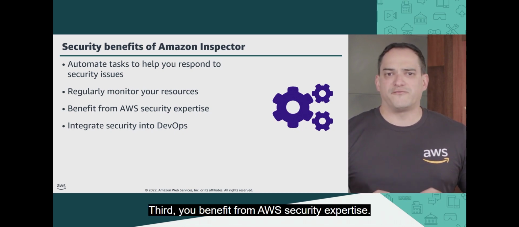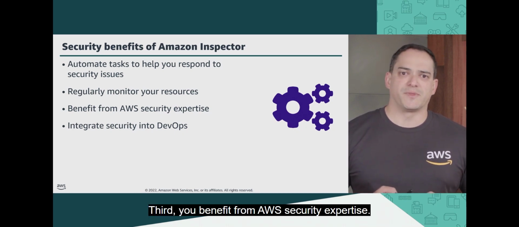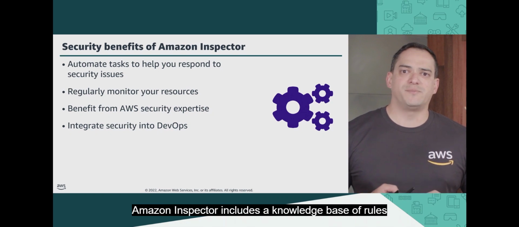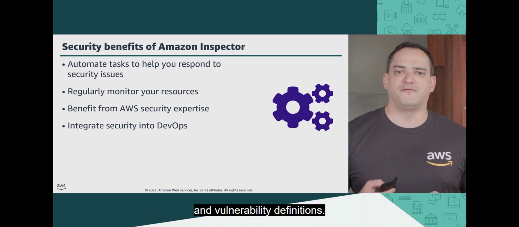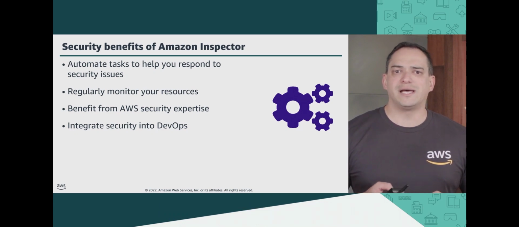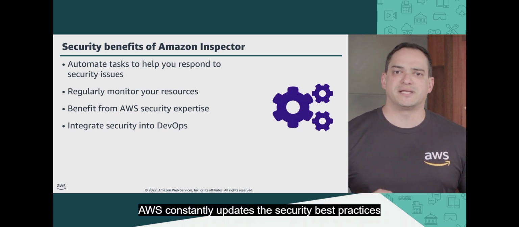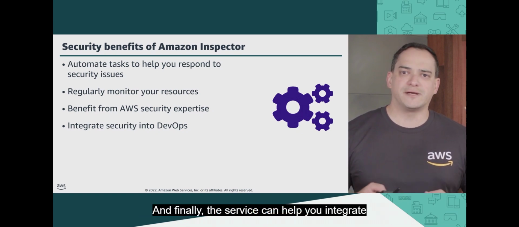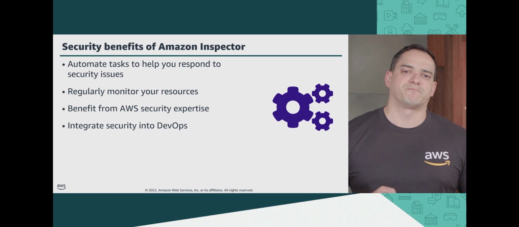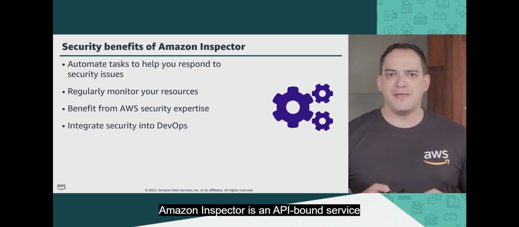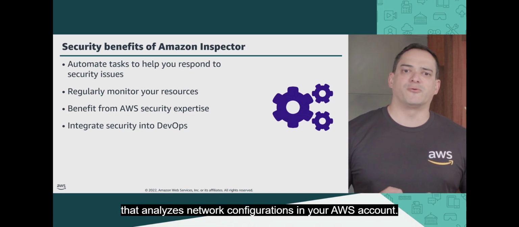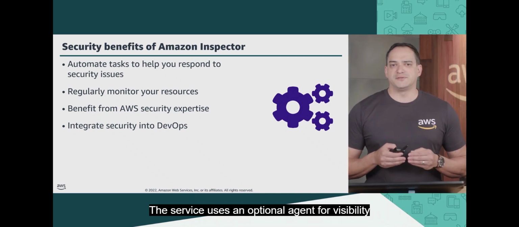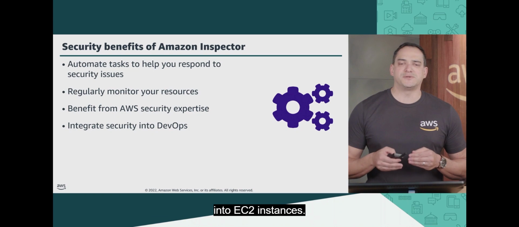Third, you benefit from AWS security expertise. Amazon Inspector includes a knowledge base of rules mapped to common security best practices and vulnerability definitions. AWS constantly updates the security best practices and rules. And finally, the service can help you integrate security into DevOps. Amazon Inspector is an API-bound service that analyzes network configurations in your AWS account. The service uses an optional agent for visibility into EC2 instances.